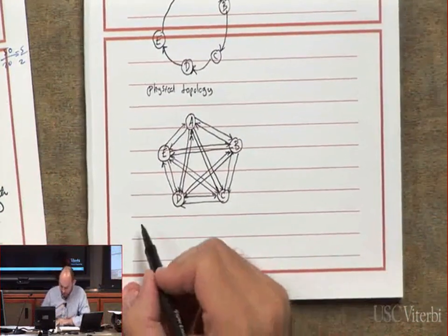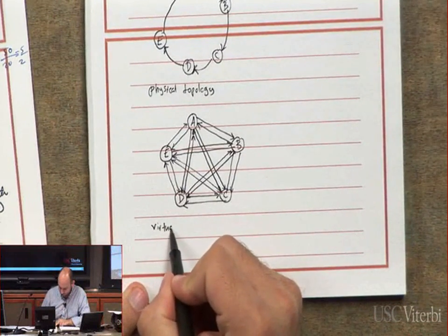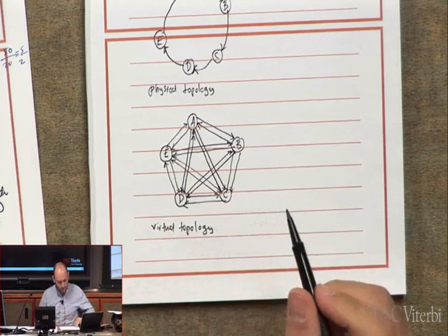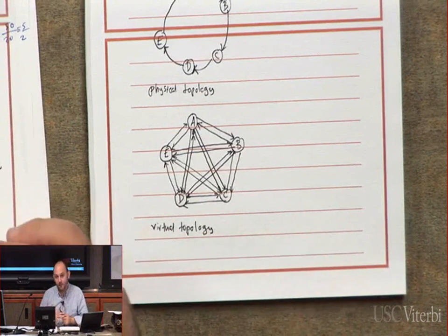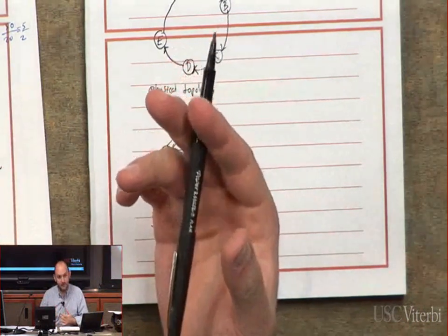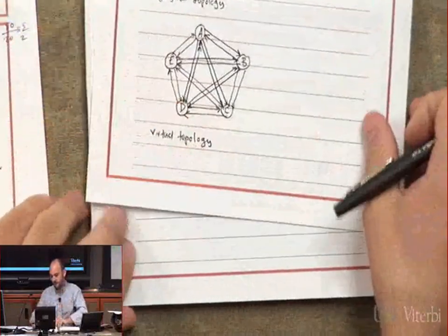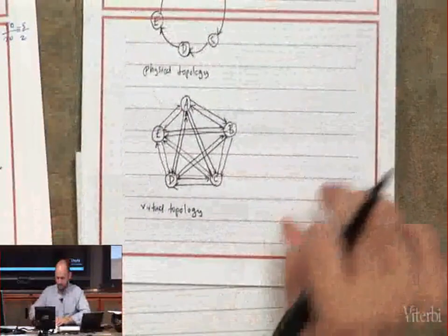Okay, so this is the logical topology, or the virtual topology. And now you can think the same way about how we can implement this over the physical topology. And let's calculate the same metrics as in the previous example.